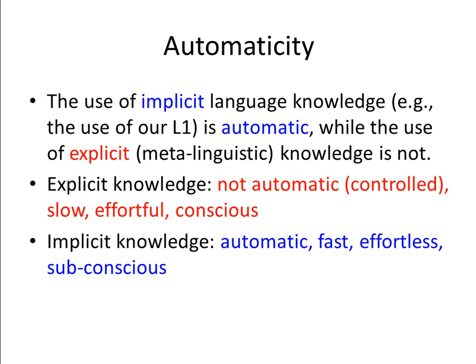In contrast, the use of implicit knowledge is automatic, it is fast, it is effortless, it is easy, so we don't have to make efforts, and it is subconscious. We don't have to pay much attention. We don't need a lot of concentration. We can just do it subconsciously. It's easy. It's fast. It's effortless. It is automatic. If you think about riding a bicycle, I think you can usually ride a bicycle effortlessly, and you don't have to think about how you move your muscles and joints all the time. You can do it subconsciously.